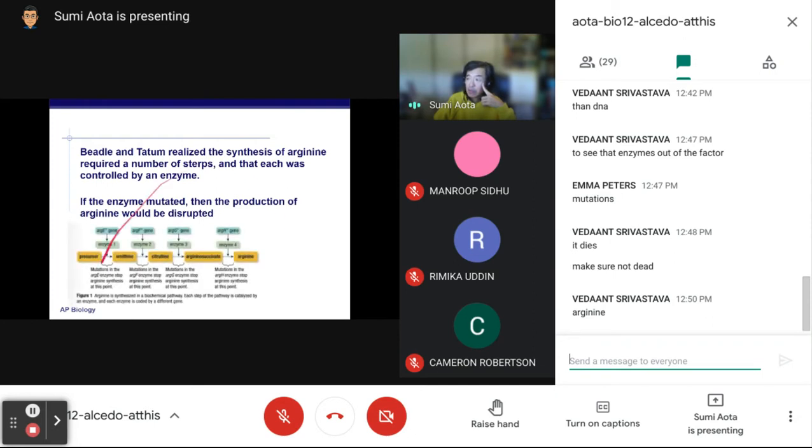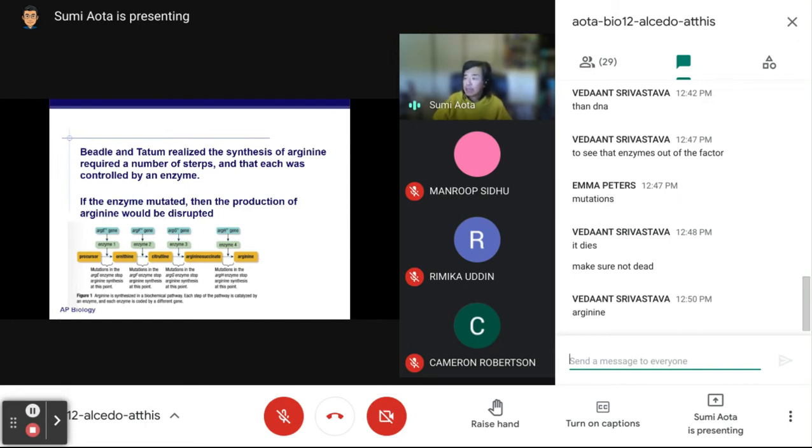So here's the pathway that they worked out. You start with some amino acid. Then enzyme 1 will convert it to ornithine. Enzyme 2 converts it to citrulline. Enzyme 3 converts it to arginosuccinate. And enzyme 4 converts that to arginine, and the fungus uses arginine to grow.